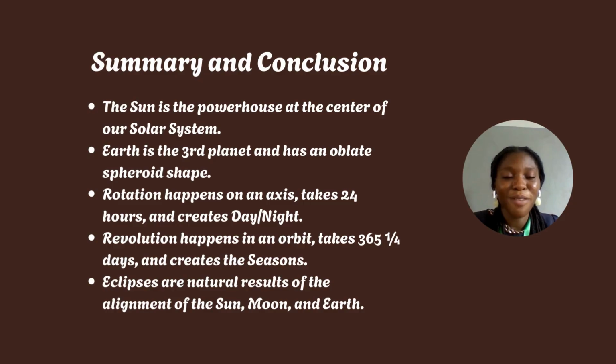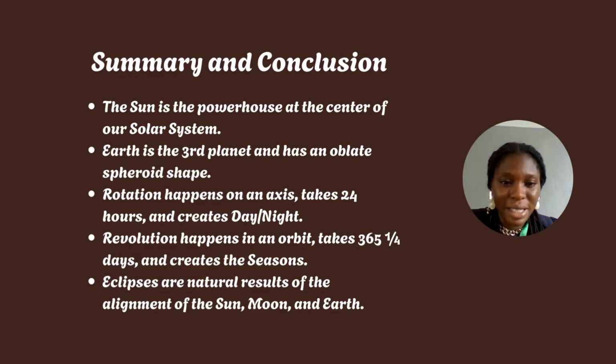Now, to summarize everything we've covered in the course of this lesson, I'll be highlighting a few things. The first thing I want you to keep to heart is that the sun is the powerhouse. It produces light and energy, and it's at the center of the solar system. The second thing I want you to note is that the Earth is the third planet, and it has an oblate spheroid shape. It is not flat. Note that the Earth is not flat. Are you following me? Now, rotation happens on an axis. It takes 24 hours, and that's what causes day and night.